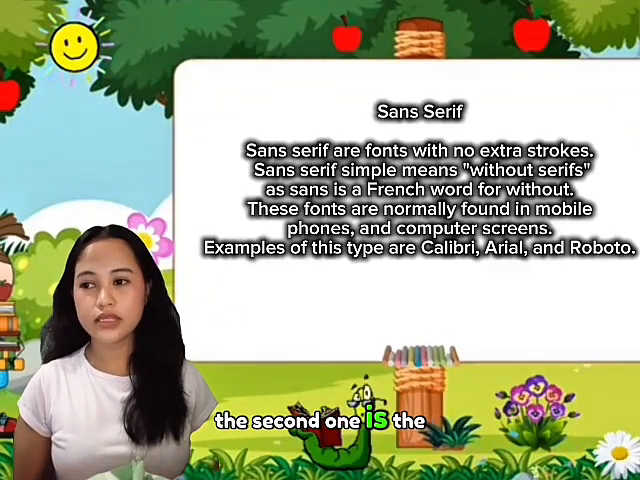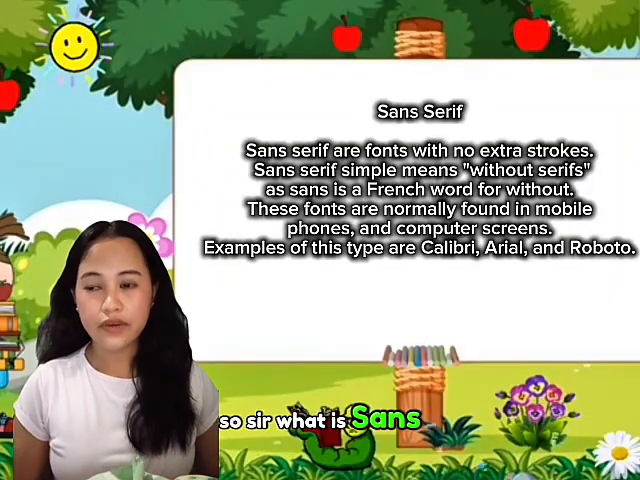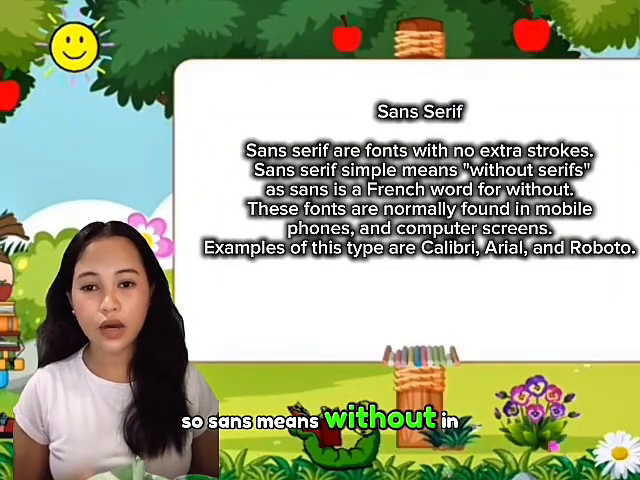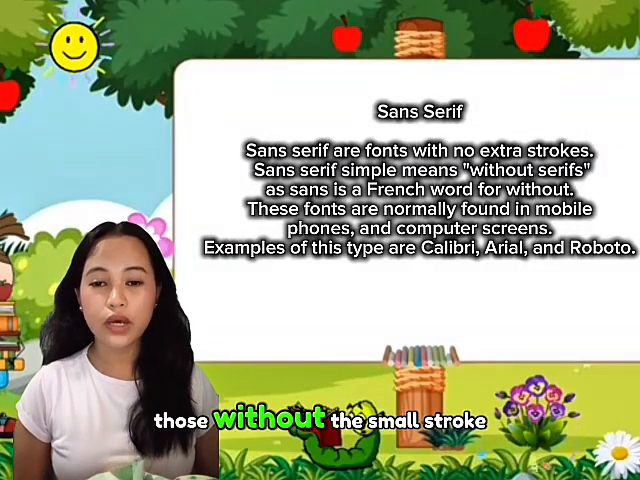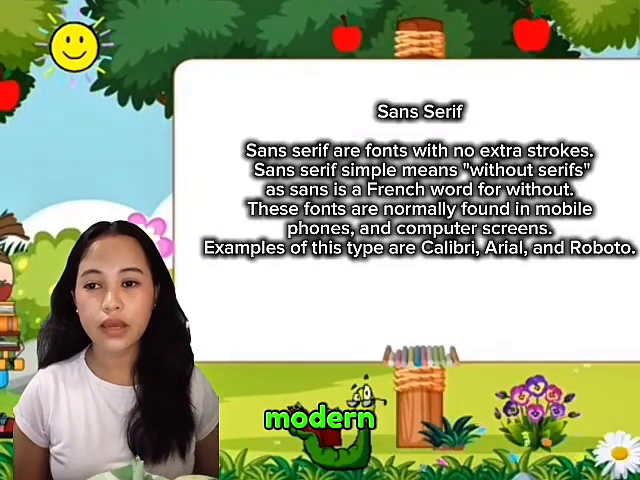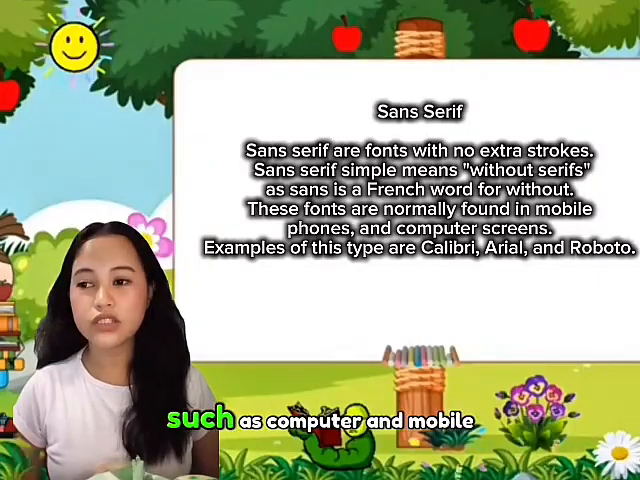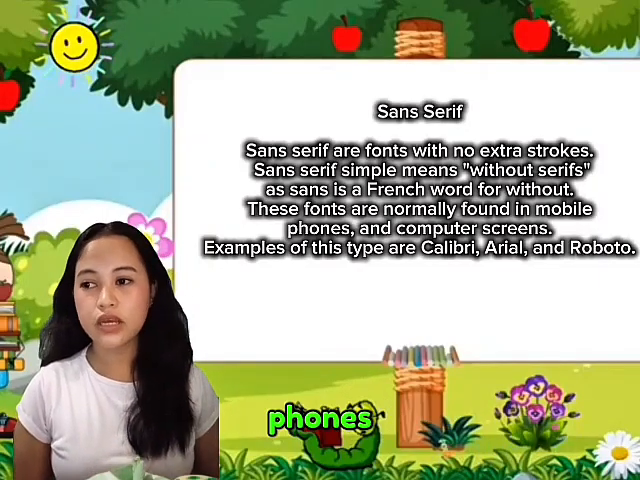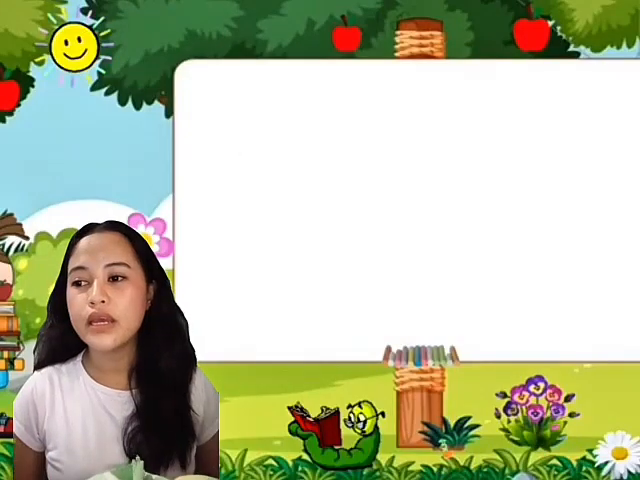The second one is the sans serif font. So, what is a sans serif font? Sans means without in French, so sans serif fonts are those without the small strokes or decoration. They look clean and modern, making them perfect for digital screens such as computers and mobile phones. Examples of this are Calibri, Arial, or Roboto.